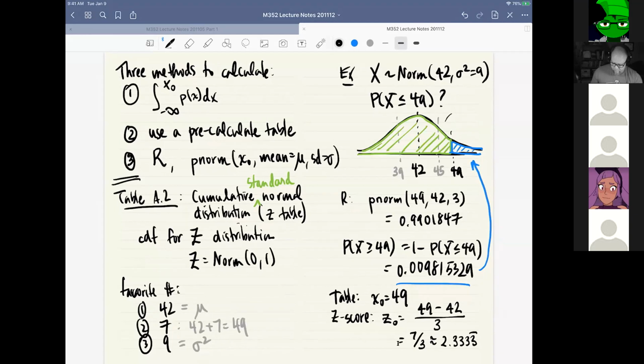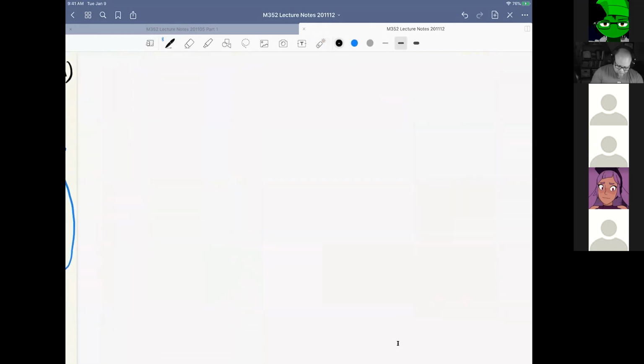Where did you get the 3? That's the standard deviation. Oh, okay. The variance is 9, so the standard deviation is 3. Okay, so our z-score, I'm just going to rewrite that in here, is 2.333 repeating. I'll just put that up there.